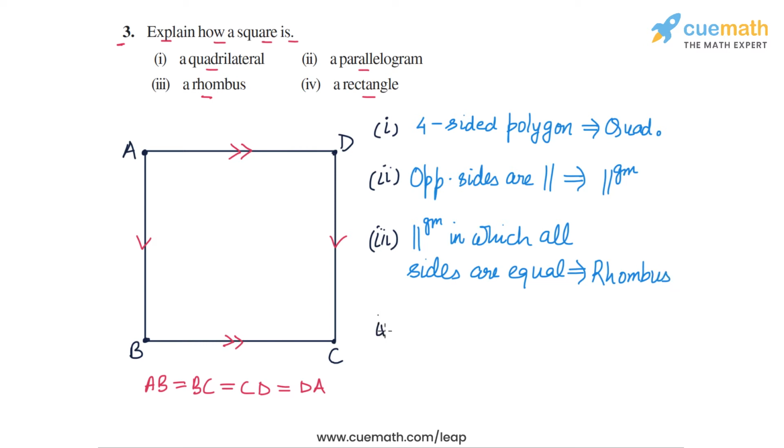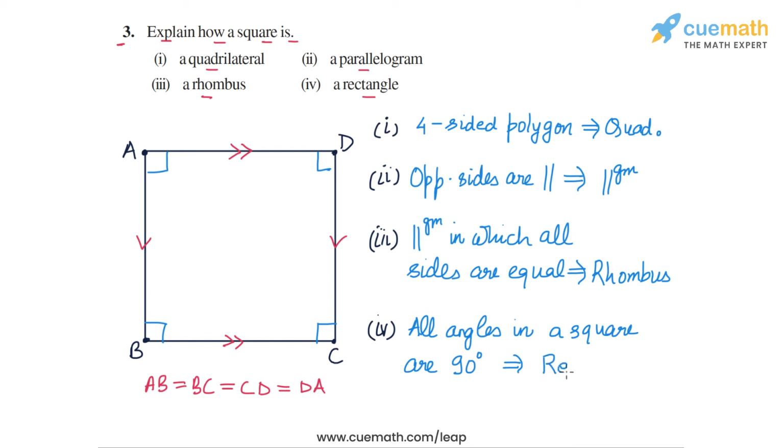And then finally in part 4 we have to explain why a square is also a rectangle. Now a rectangle is a parallelogram in which all the angles are 90 degrees. That is also true for a square. In a square, all the four angles at the four vertices are equal to 90 degrees, and because of this fact, all angles in a square are 90 degrees. This means that a square will also be a rectangle.